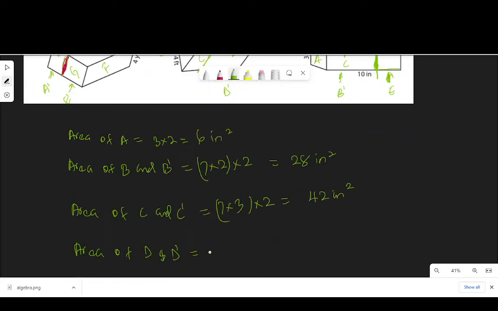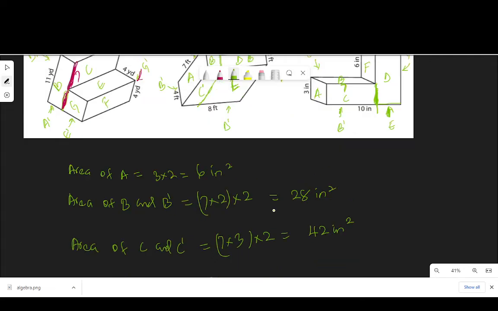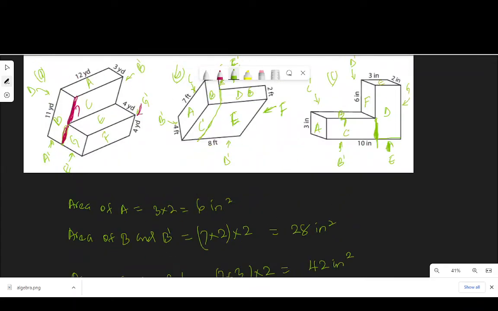So the length of D is 9, while the width is from here to here, which is 3 inches. So 9 times 3, then multiply by 2. 9 times 3 is 27. 27 times 2, 54. And 54 inches squared is the area of D and D prime.